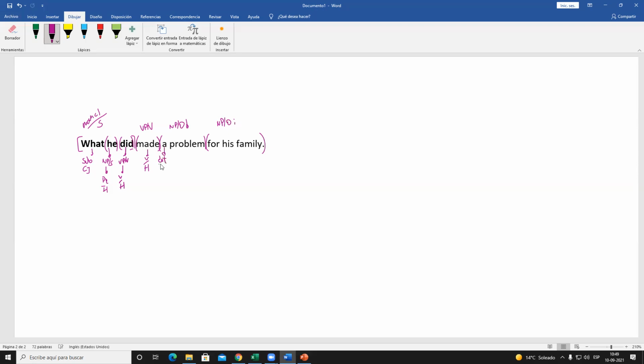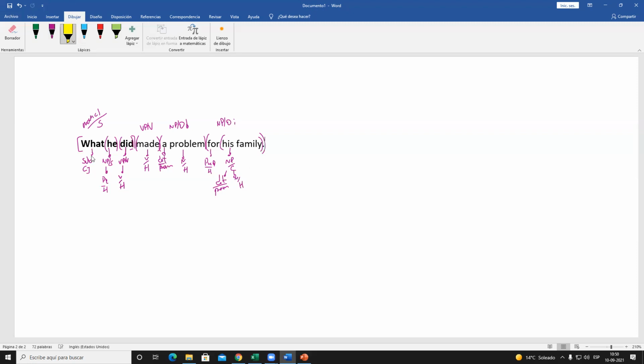A is a determiner premodifier. Problem is the noun head. For is the preposition head. This is the canonical way. His family, this is the noun phrase complement. Determiner, premodifier, and then noun head.